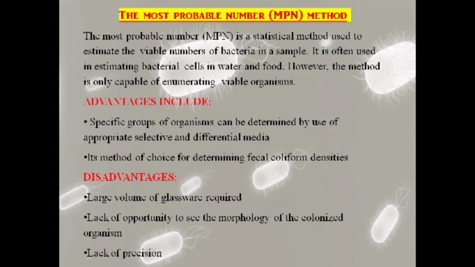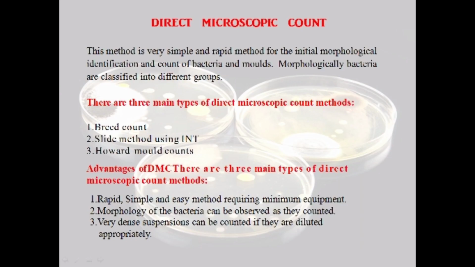Some of the advantages include: a specific group of organisms can be determined by use of appropriate selective and differential media. It is the method of choice for determining fecal coliform densities. Some of the disadvantages are: a large volume of glassware is required in this method, the lack of opportunity to see the morphology of the colonized organism, and lack of precision. Now moving on to the next method called the direct microscopic count, or the DMC method.